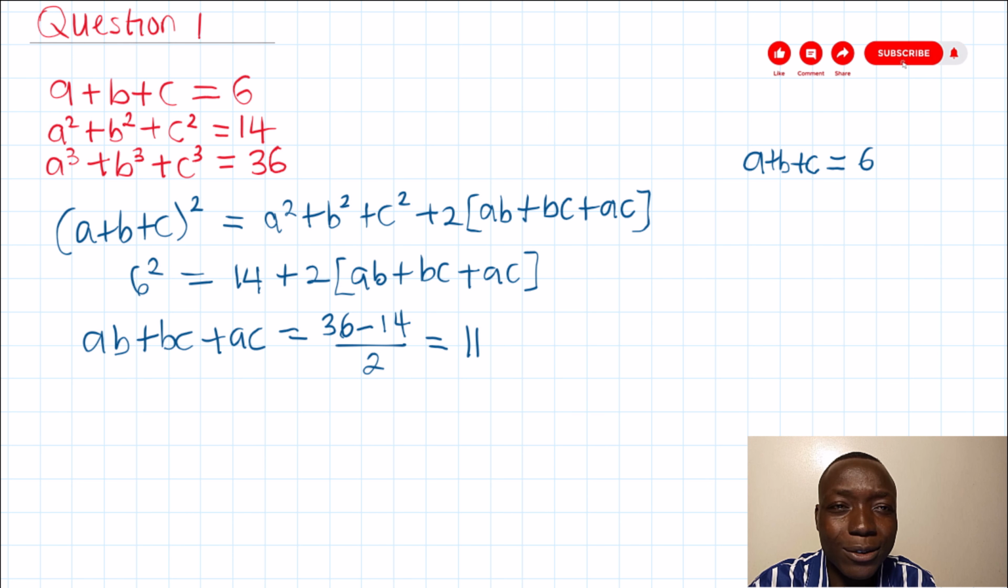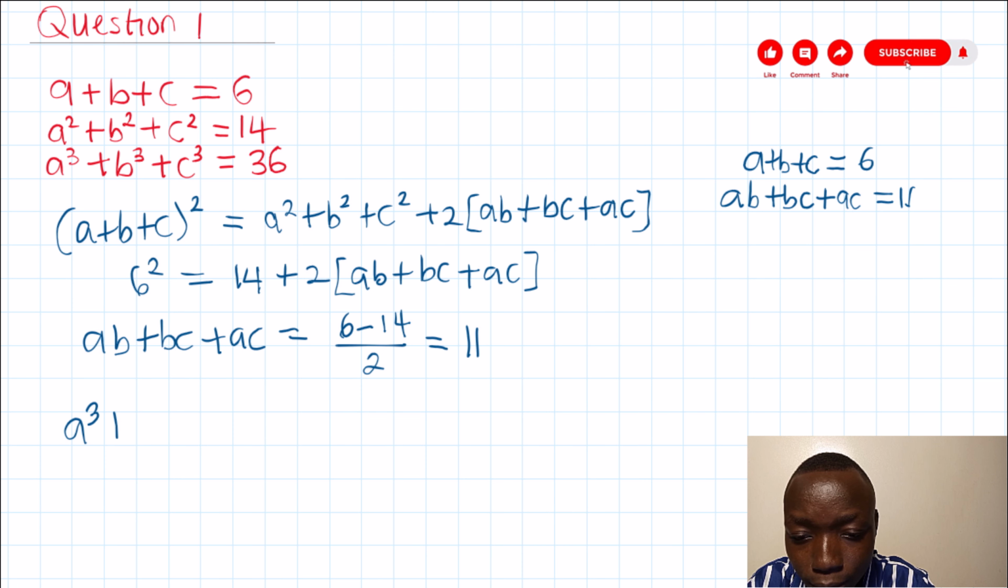All right. So we have that the sum of roots a plus b plus c is equal to 6. This was given to us in the question. Now we have the sum of the product of roots taken two at a time, ab plus bc plus ac equals 11. So now to get the product of roots, we'll be using a special algebraic expansion.